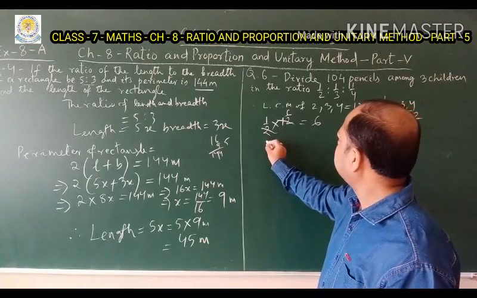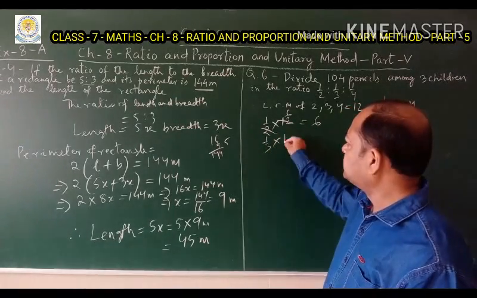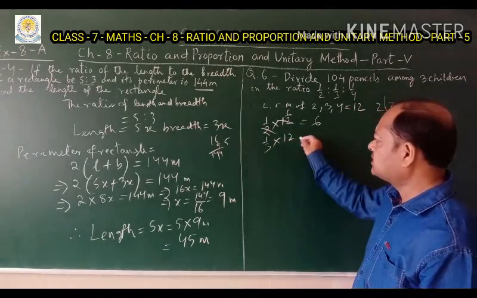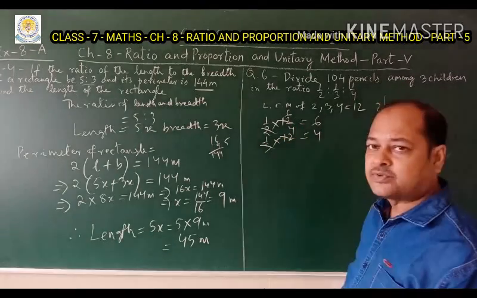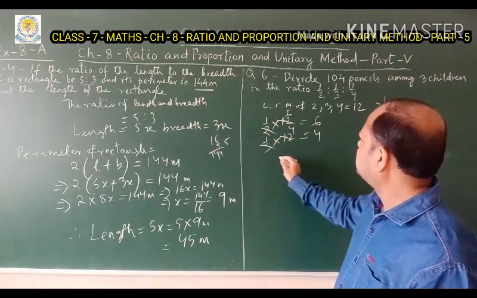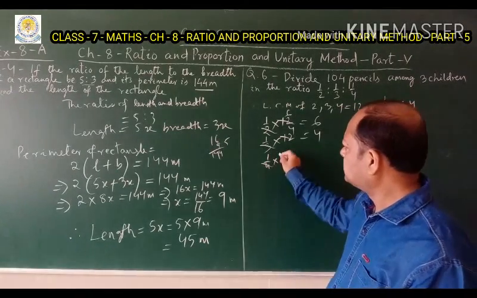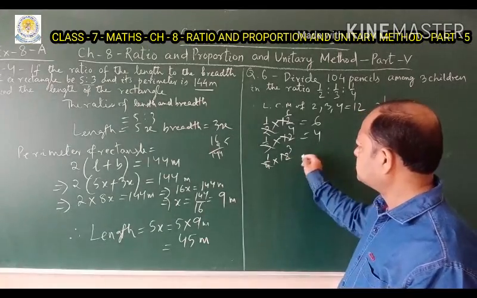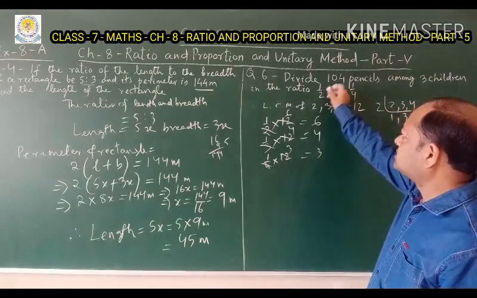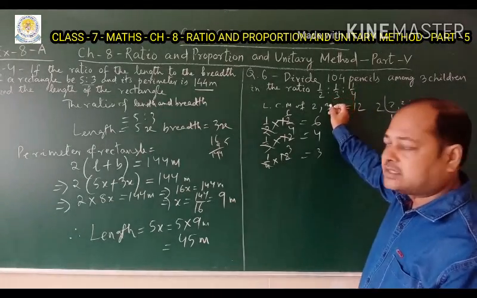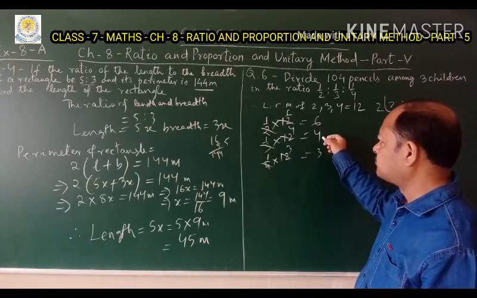What is the second ratio? That is 1 by 3. So 1 by 3 into 12, that is equal to 3 fours are 12. So the second ratio is 4. Now what is the third ratio? That is 1 by 4 into 12. So here 4 threes are 12. So the third ratio is coming 3. So this ratio 1 by 2 is to 1 by 3 is to 1 by 4, after simplifying we get 6 is to 4 is to 3.